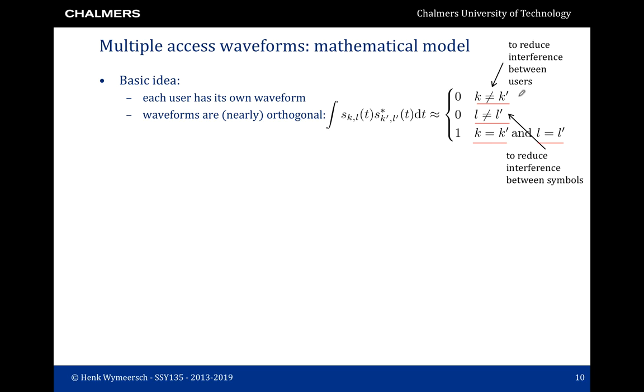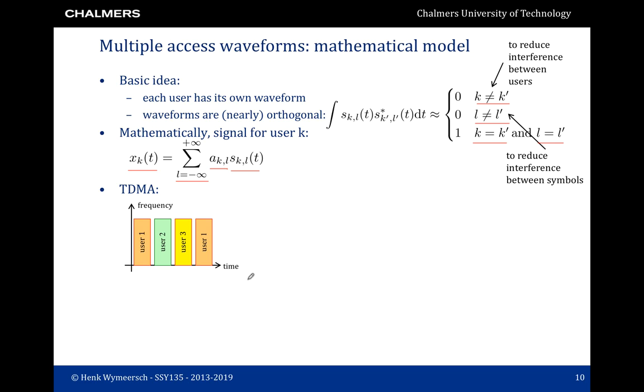The first condition ensures that there is no inter-user interference. The second condition ensures that there is no inter-symbol interference. Mathematically, we can then write the signal overall for user k as x_k of t. It comprises an infinitely long stream of symbols. a_kl is the l-th symbol of user k, and s_kl is the waveform used to carry that symbol.